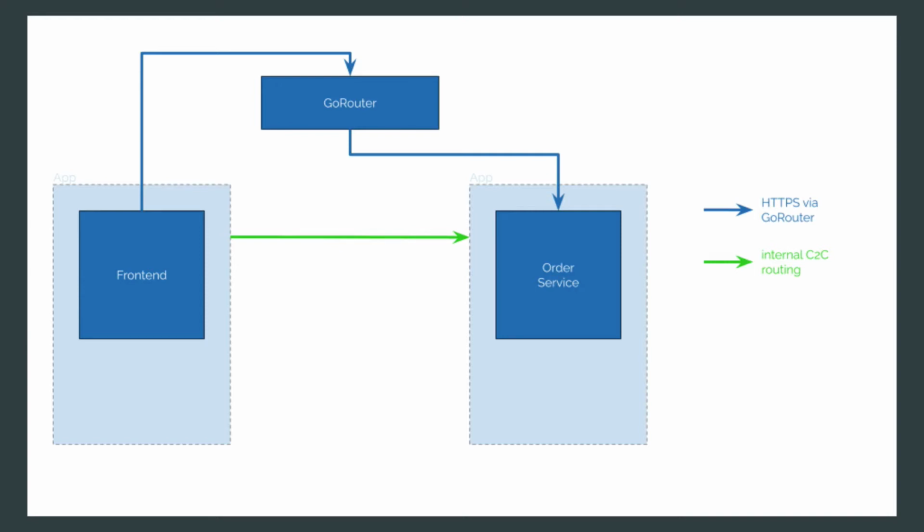So container-to-container networking allows us to go directly from an app instance on a Diego cell to another app instance without using the Go router. And this can happen over any protocol you like, since these are just TCP or UDP connections.